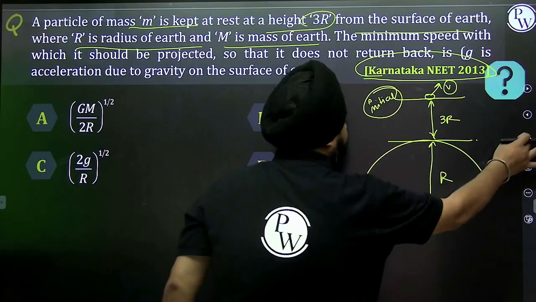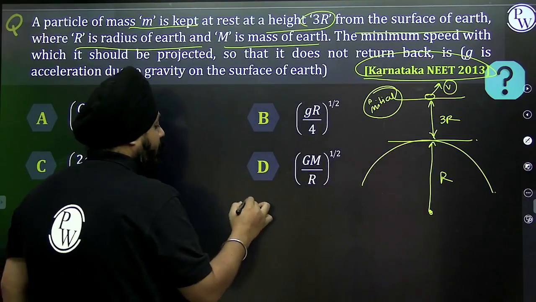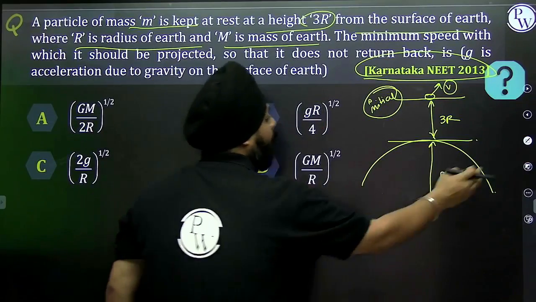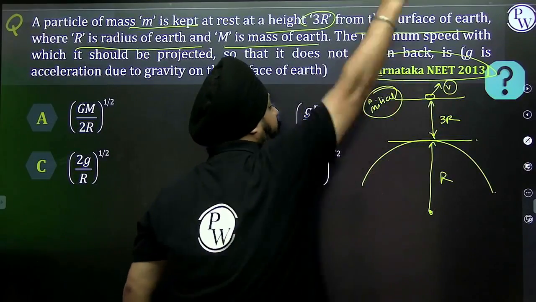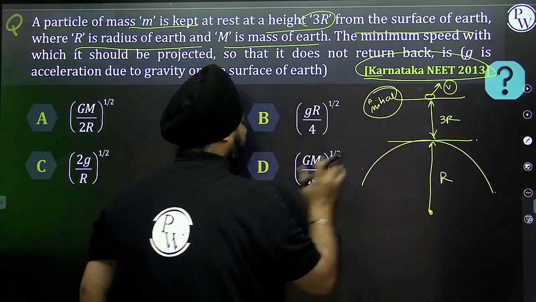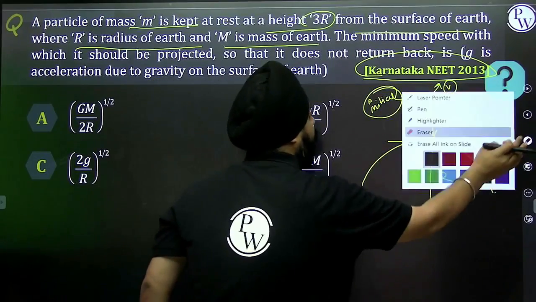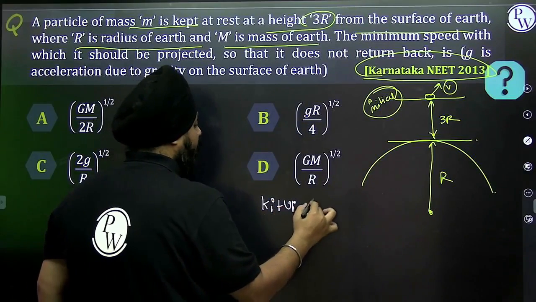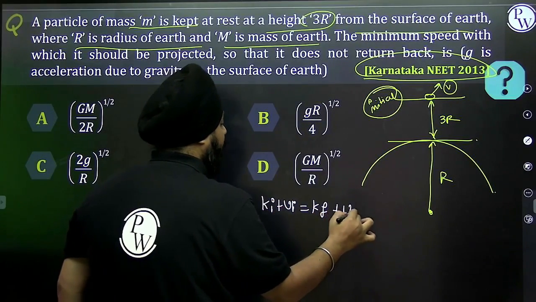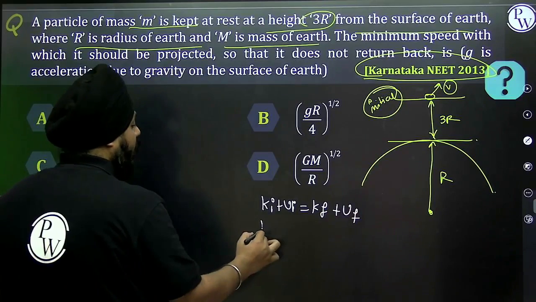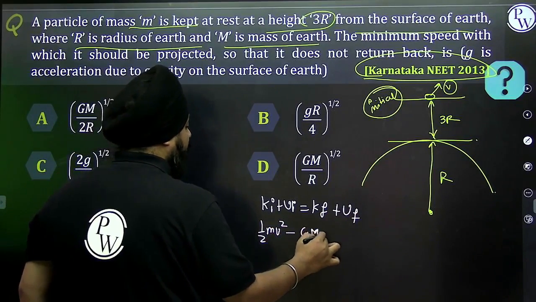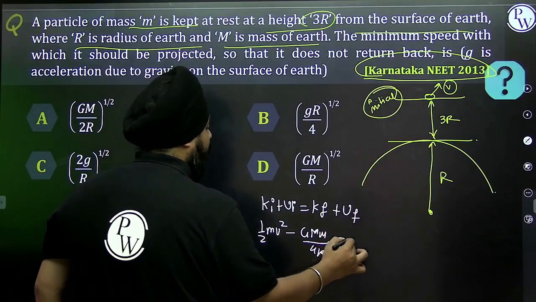Very simple, work energy theorem. The initial point would be this, and the final point would be infinity. So K initial, U initial, K final, U final. K initial is half mv square, U initial is negative GMm whole divided by 4R.